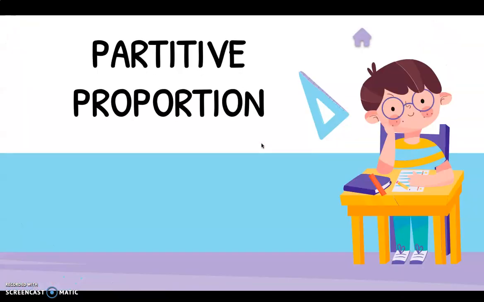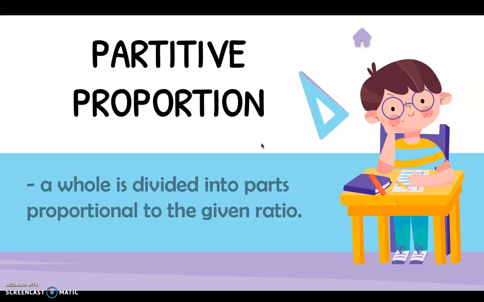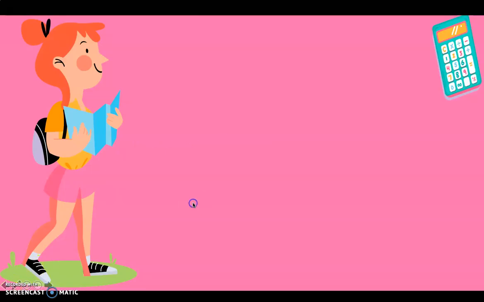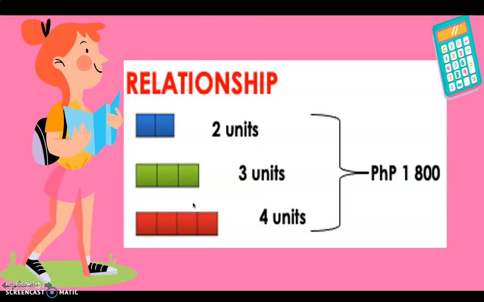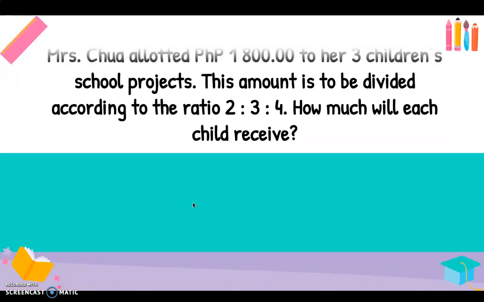Now, this kind of problem can be solved using partitive proportion, another kind of proportion wherein a whole is divided into parts proportional to the given ratio. The relationship, as you can see, we have 2 units, and then another 3 units, and then 4 units. It will be divided into 1,800. Now, let's solve the story problem.